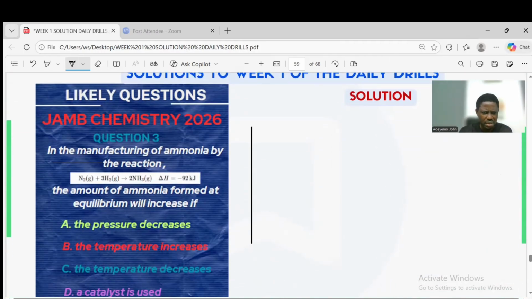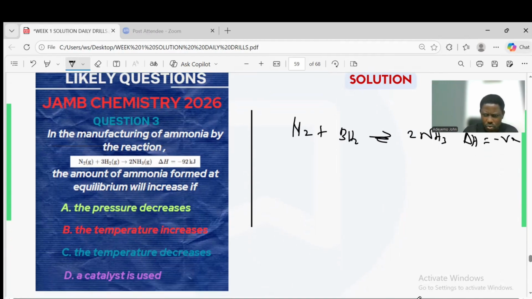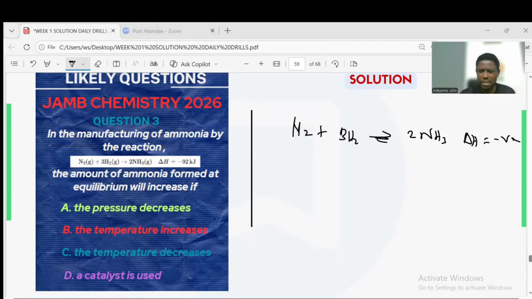The manufacture of ammonia by the reaction N2 + 3H2 gives 2NH3, and delta H is negative, that is minus 92. That's all I need. They say the amount of ammonia from hydrogen will increase. So what will make this amount increase? That's what we want to talk about.